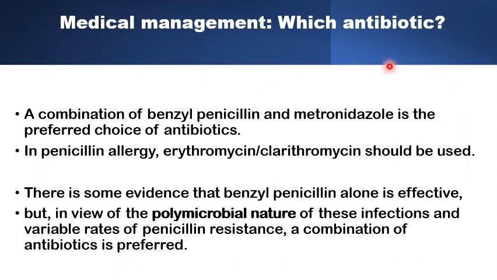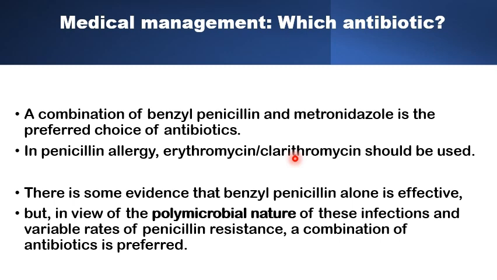Antibiotics would be required in all cases of peritonsillar abscesses. In the small group of patients who have just peritonsillar cellulitis, antibiotics alone may help in controlling the infection. But if there is pus requiring aspiration or incision and drainage, antibiotics would still be required to control the infection. Which antibiotics? A combination of benzyl penicillin and metronidazole for the anaerobes would be the preferred choice. If the patient is allergic to penicillin, then either erythromycin or clarithromycin can be used instead.